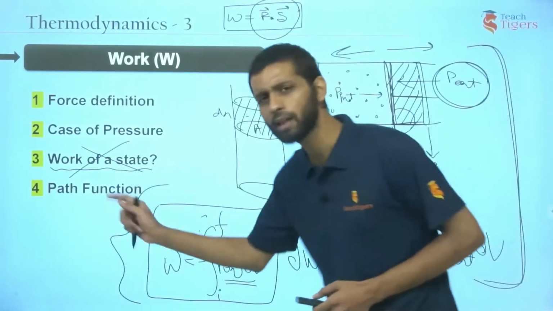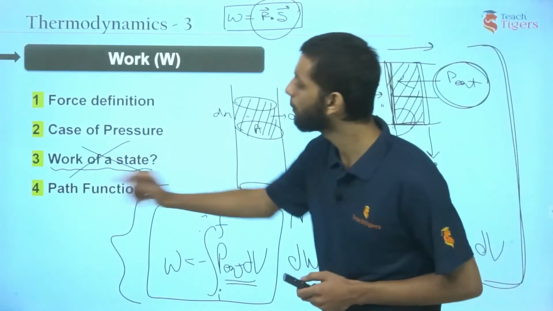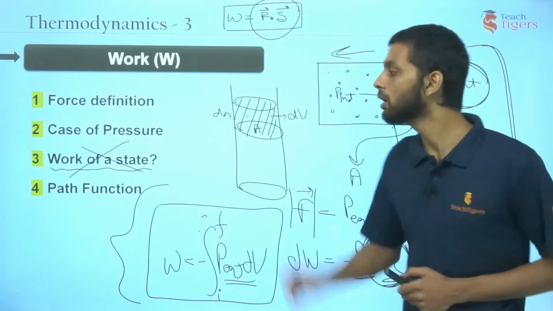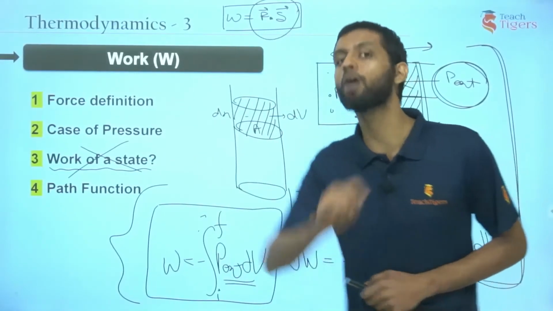Work is a path function. We need an initial point, we need a final point. Work is a path function. Never talk about work of a state. Talk about work of a process.